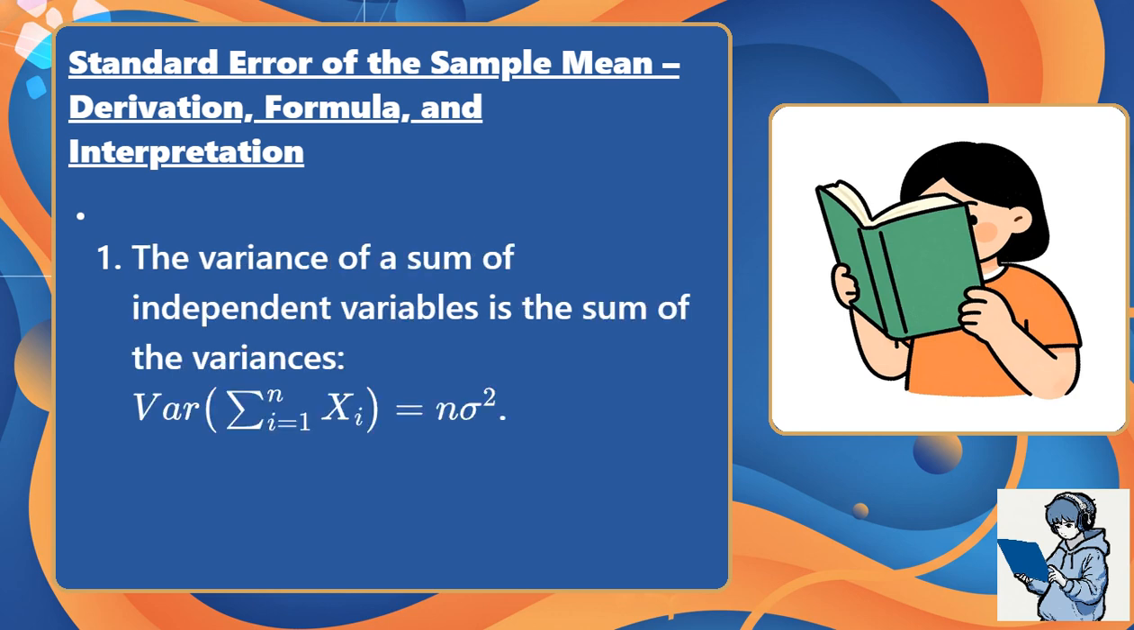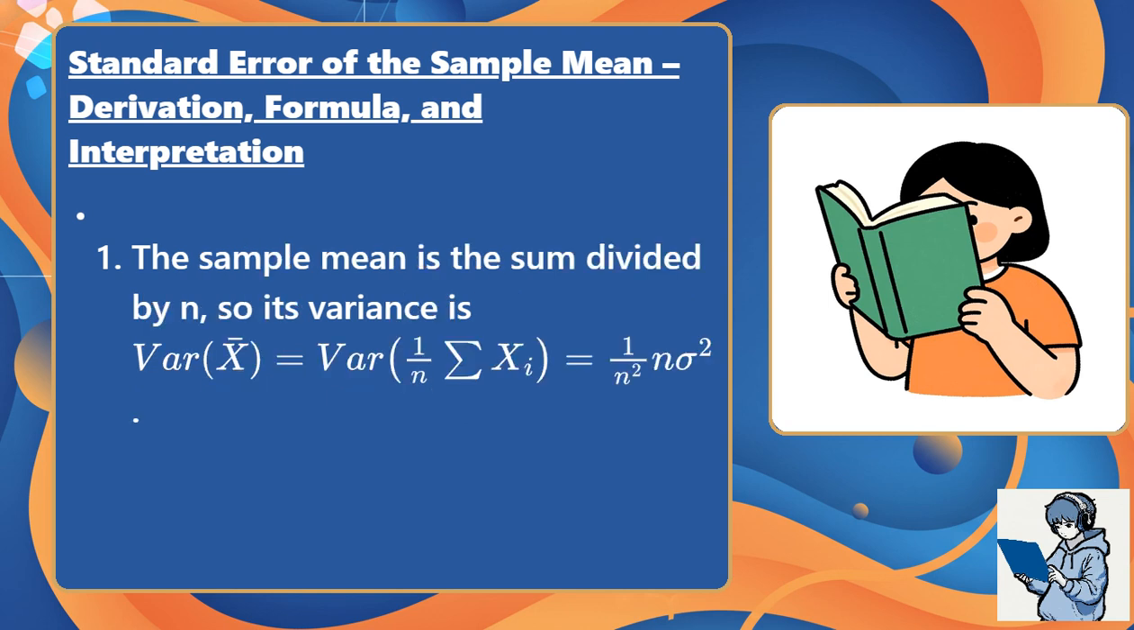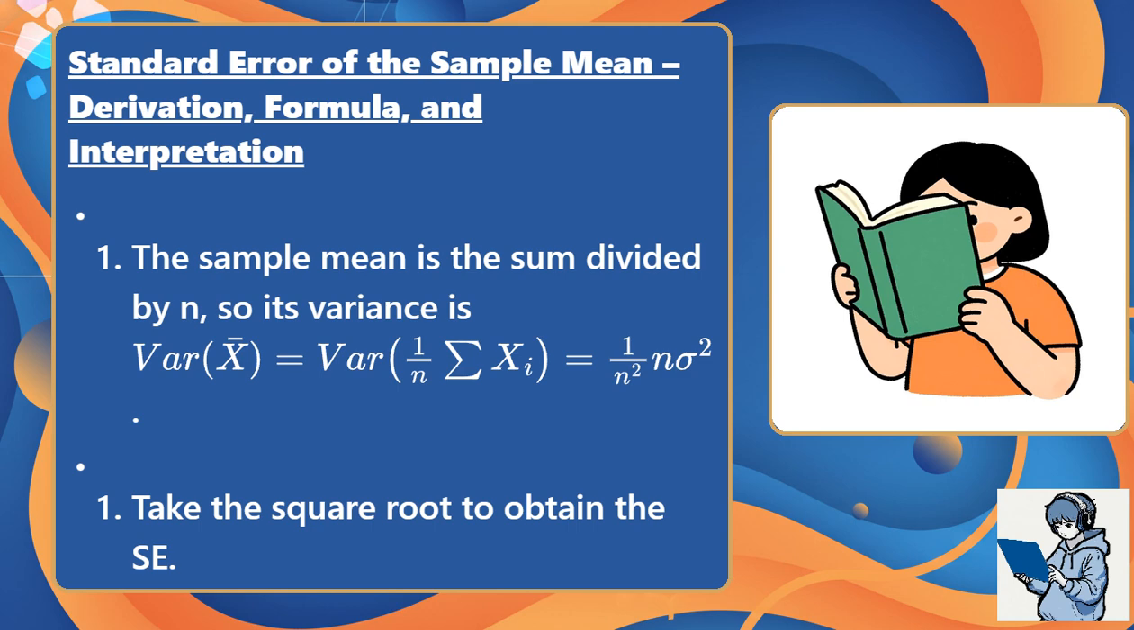Derivation steps. Each observation x sub i has variance sigma squared, and the observations are independent. The variance of a sum of independent variables is the sum of the variances. Variance of the sum from i equals 1 to n of x i equals n sigma squared. The sample mean is the sum divided by n, so its variance is variance of x bar equals variance of 1 over n times the sum of x i equals 1 over n squared times n sigma squared equals sigma squared over n. Take the square root to obtain the SE.